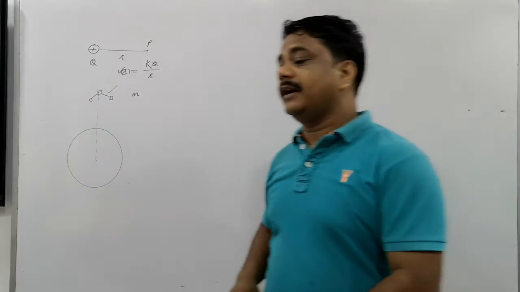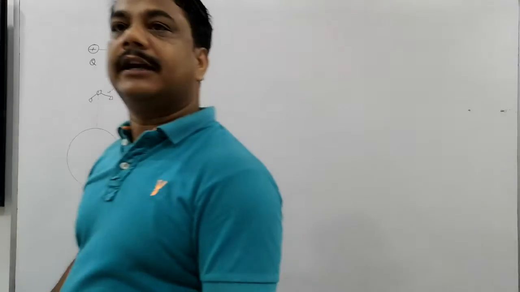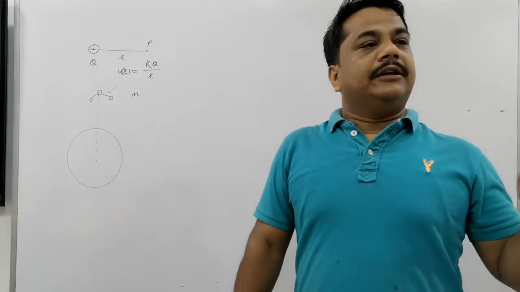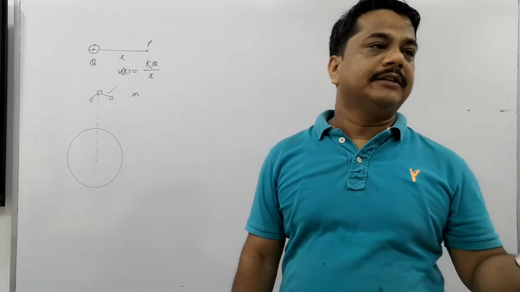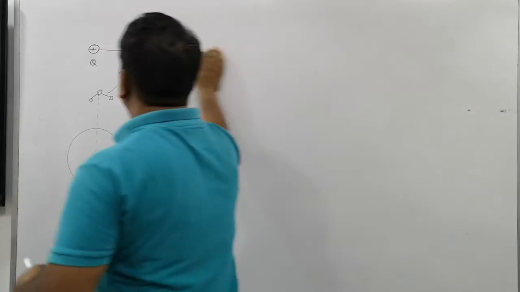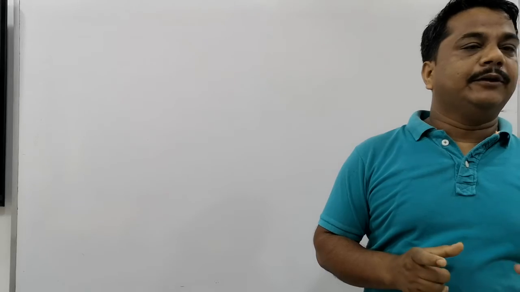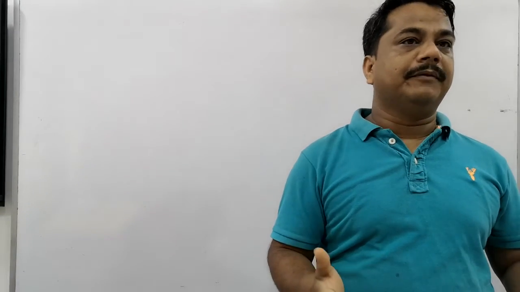So what do you understand by electrostatic potential? Definition: electrostatic potential at a point is equal to the work done in bringing a charge to that point. How much work you will do, this is the electrostatic potential. And if you bring an object from one point to another, both points are in the electric field, and you need to do work.